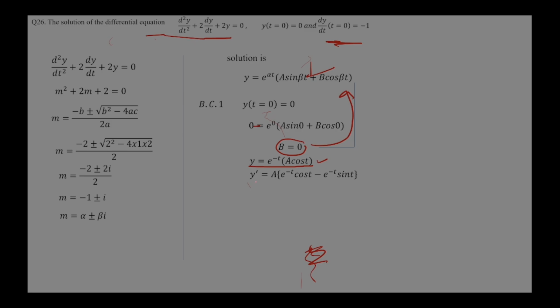Now, since b is 0, we get this. Now, differentiating one more time. Why differentiate? Because the boundary condition is saying that. Differentiate it and we will get this. Now, the second boundary condition, putting the values, we will get this. Okay, so this is our answer.